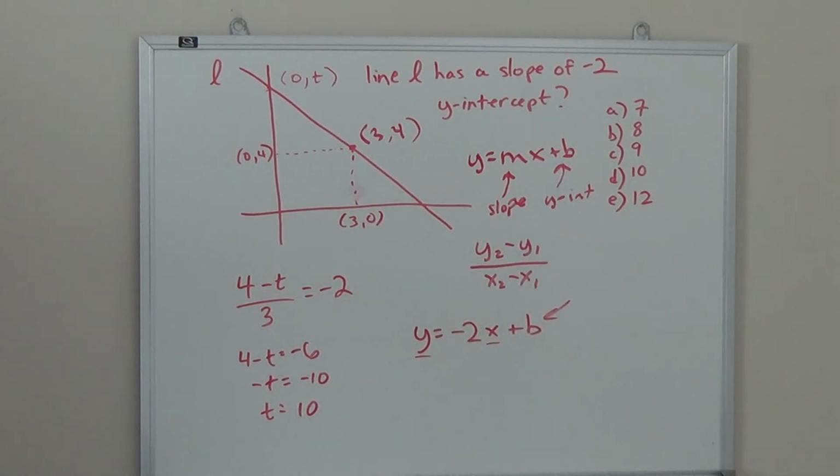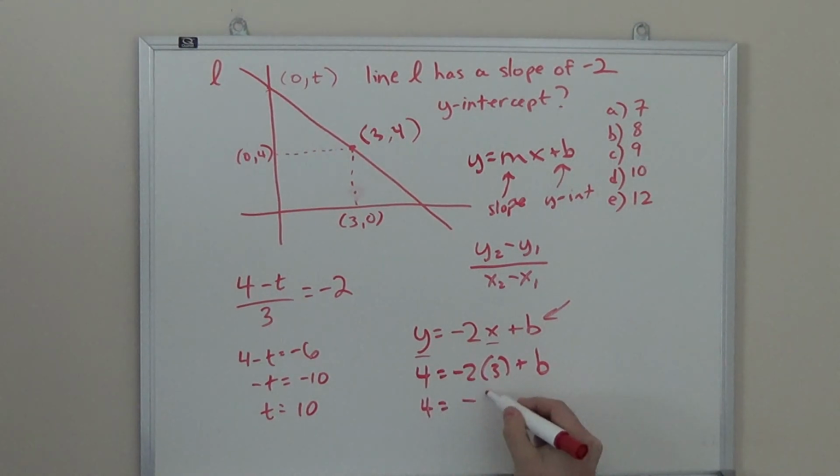Well, there's 3, 4, right? The x-coordinate's 3, the y-coordinate's 4. Let's just pop them in here. And this is actually probably a little bit easier, but whatever you think is easiest, you do that. And then I add the 6, and I get the y-intercept to be 10 yet again.